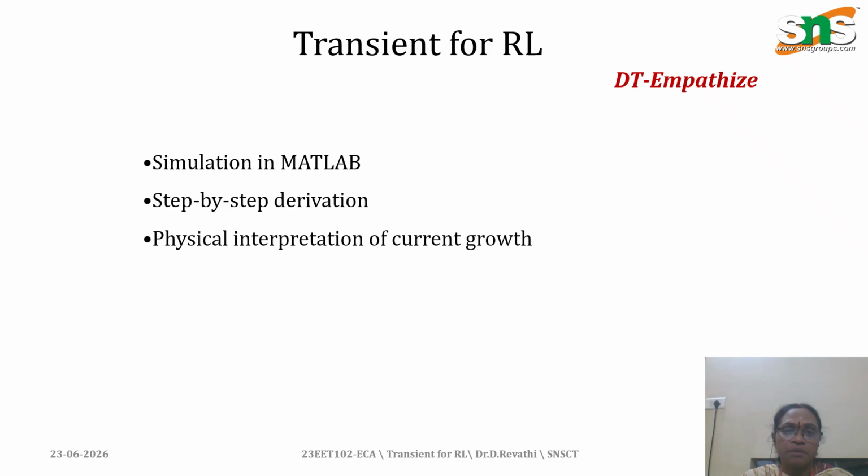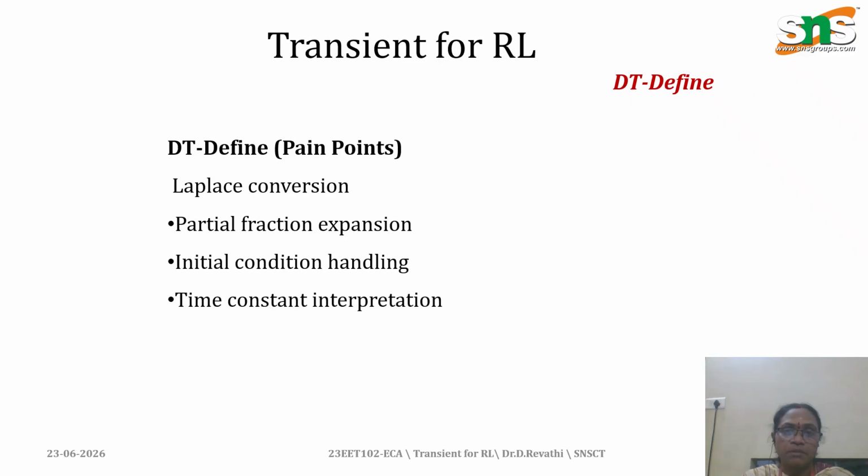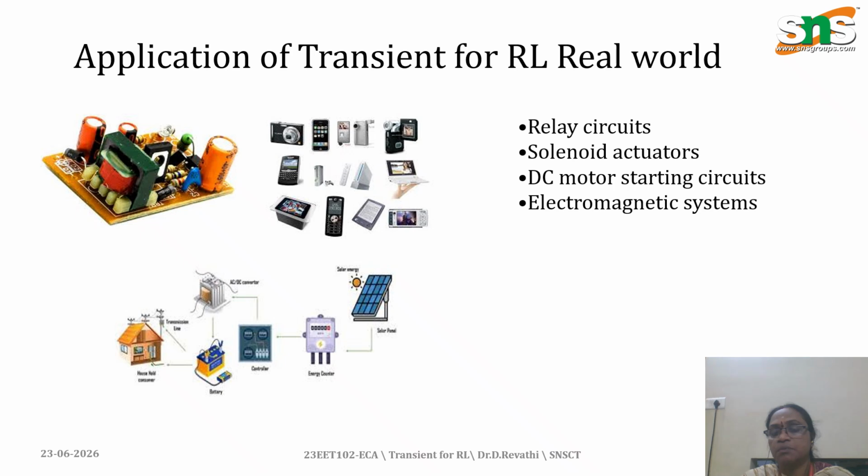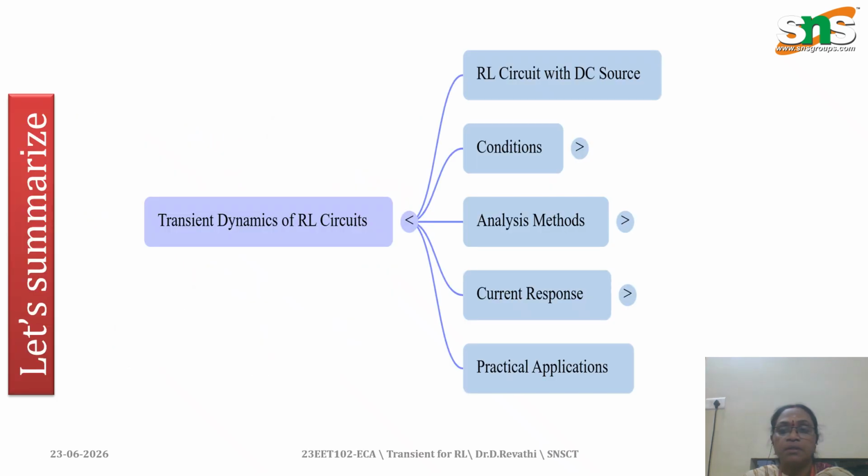This is the defining part of RL analysis, and the pain points are partial fractions, initial condition handling, and the time constant response. The real-world applications of RL circuits are relay circuits, solenoid actuators, DC motor starting circuits, and electromagnetic systems. These are the diagrams I wanted to show you. In summary: the RL circuit with a DC source, its conditions, the method of analysis, and the response and applications.